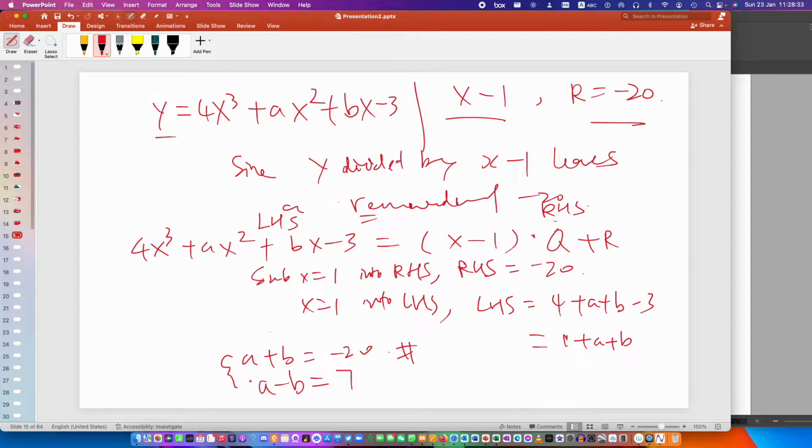So you see 2 rows, right? What you key in is 1, 1, minus 20. Next row, 1, negative 1, and 7. The C is negative 20. Then they will give you A and B straight away. Tell me, A is equal to negative 13 by 2. B is negative 27 by 2. Done. So that's it.